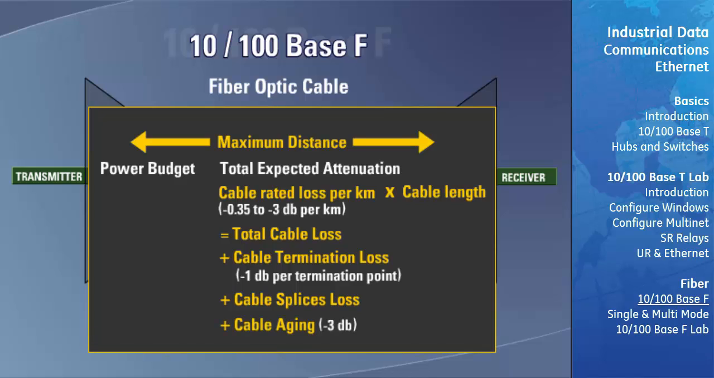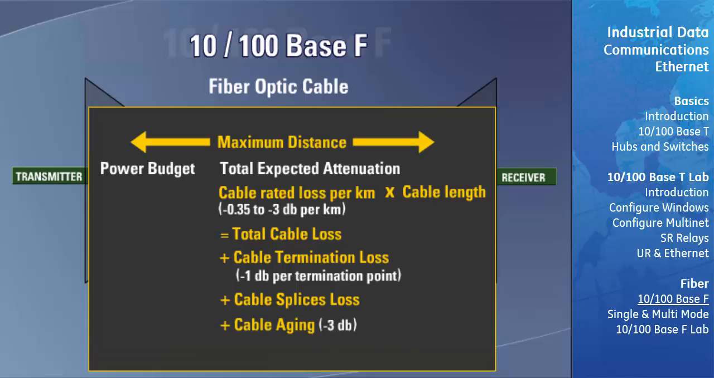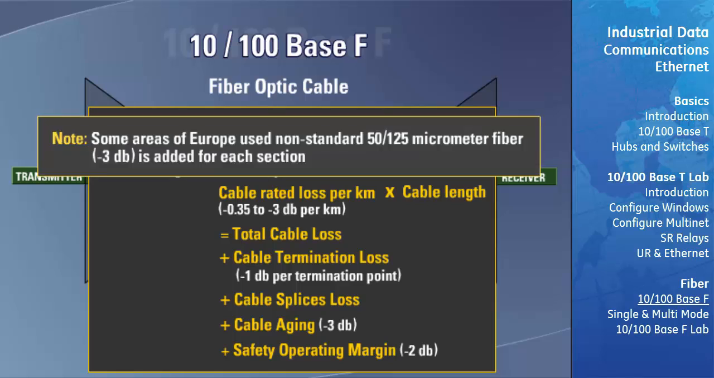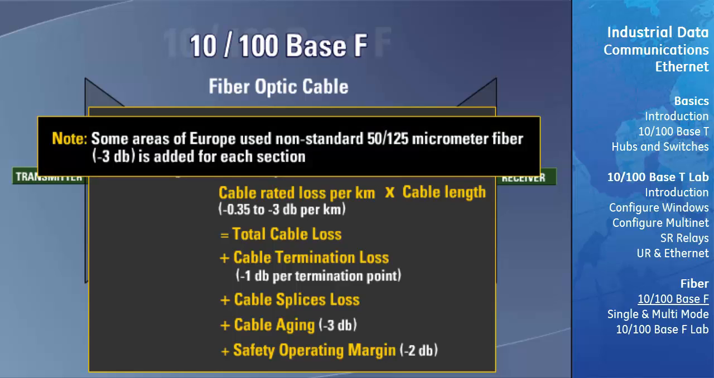Minus 3 decibels is added to account for cable aging, and finally, an additional minus 2 decibels is added as a standard safety operating margin. It's important to note that at one point in time, some areas of Europe used non-standard 50 by 125 micrometer instead of 62.5 by 125 micrometer fiber. If sections of this cable are being used, an additional minus 3 decibels is added for each section.